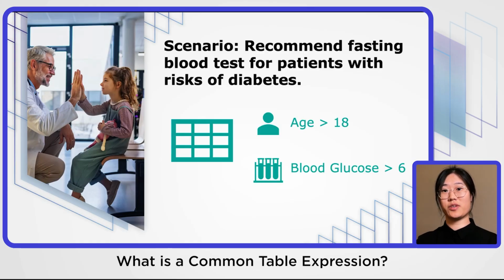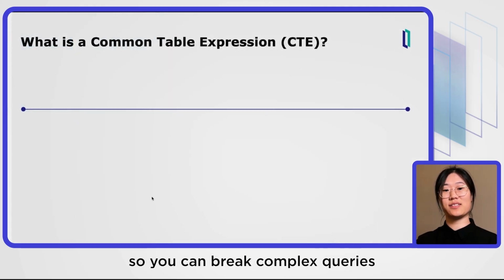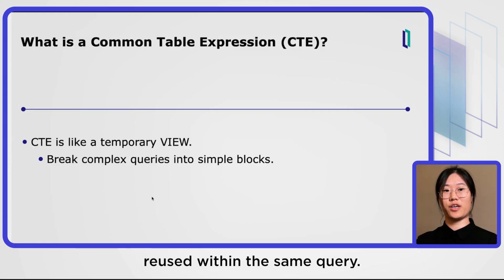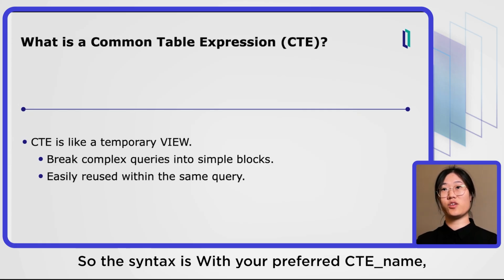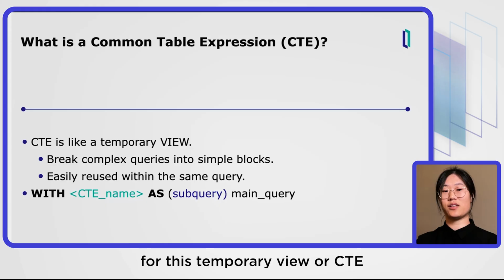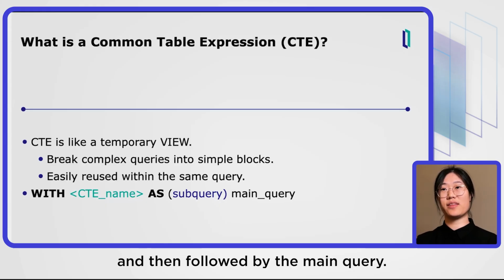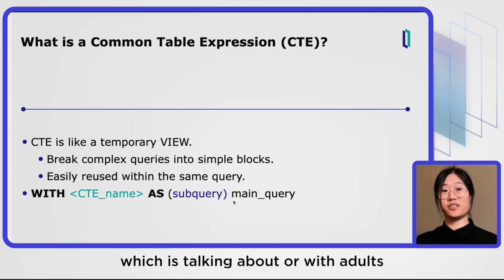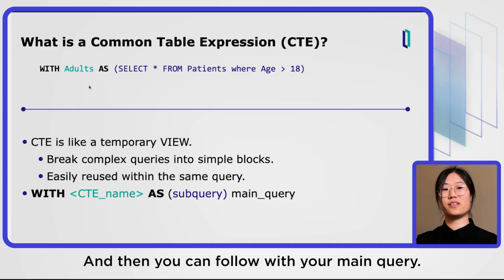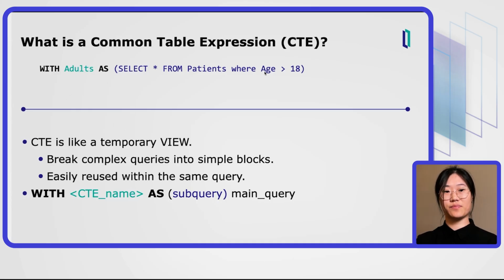What is a common table expression? It is like a temporary view, so you can break complex queries into simple blocks, and it can be easily reused within the same query. So the syntax is WITH your preferred CTE name AS and the query that finds the contents for this temporary view, or CTE, and then followed by the main query. So for example, for the scenario we're just talking about, WITH adults AS (SELECT * FROM patients WHERE age > 18), and then you can follow with your main query.